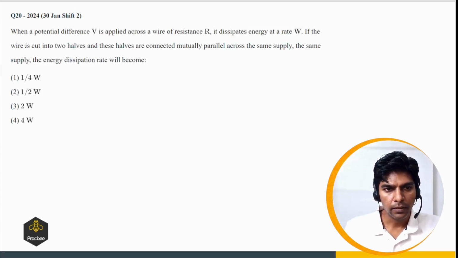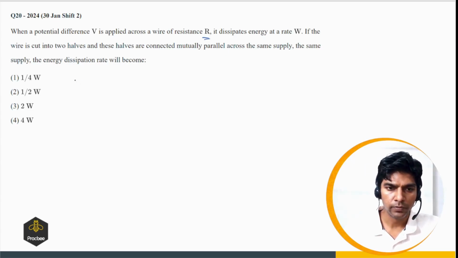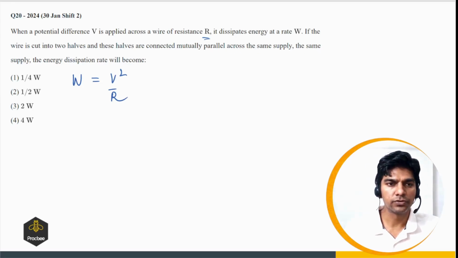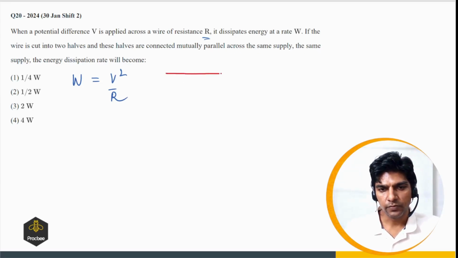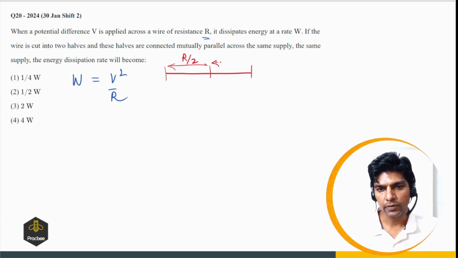Let's see this question. When a potential difference V is applied across a wire of resistance R, it dissipates energy at a rate W. W is V square by R. If the wire is cut into half and these halves are connected mutually parallel across the same source. So suppose this is the wire which is having a resistance R. So if I cut this into two parts, then both the parts will be having a resistance R by 2, because resistance is directly proportional to the length for a given cross section. So this is R by 2, this is R by 2.